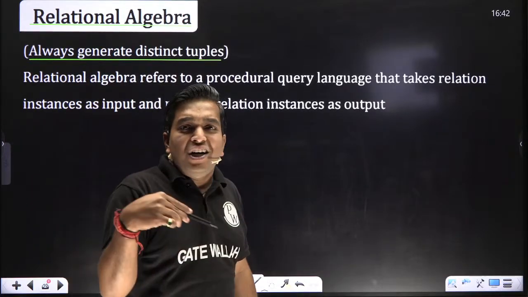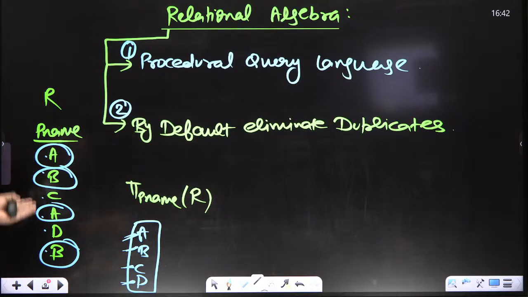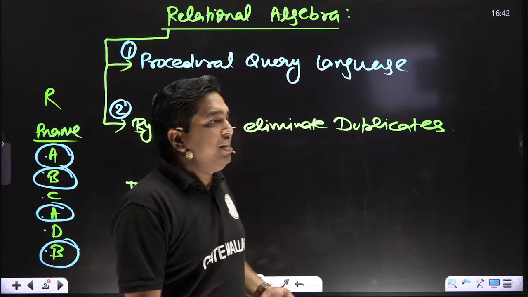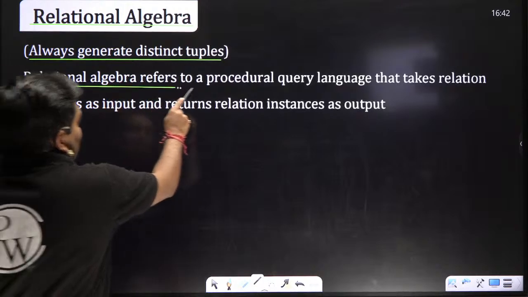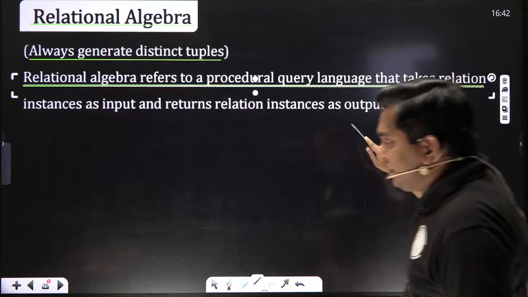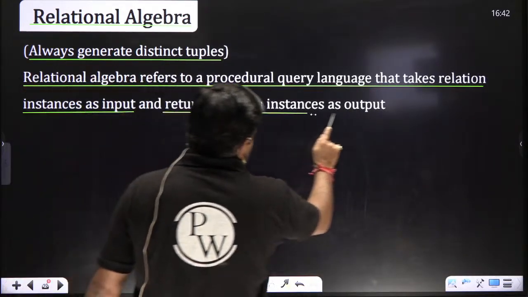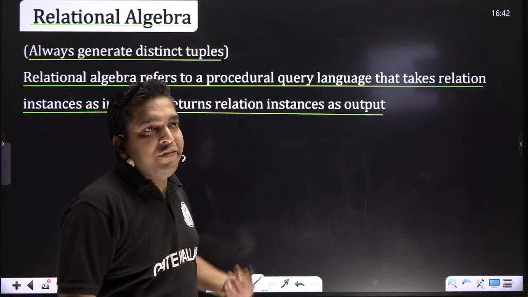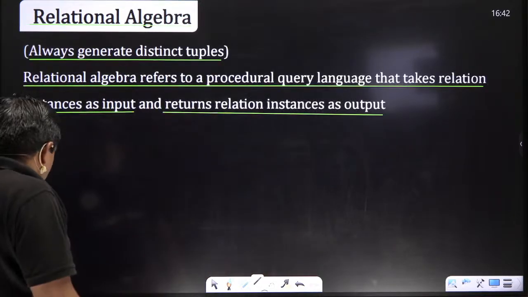Always generates distinct. Distinct means what? Already I told you, if your name appears more than once, it will take only once. And what happens in this? Relational algebra refers to a procedural query language that takes a relation instance as input and returns a relation instance as output. Instance means a set of rows, a set of tuples, whatever details are given. So now we are going to start relational algebra.